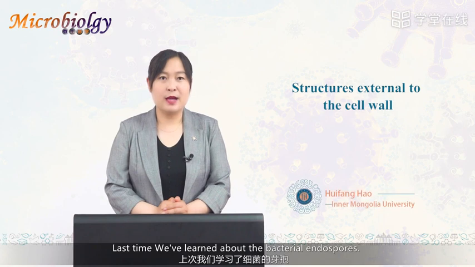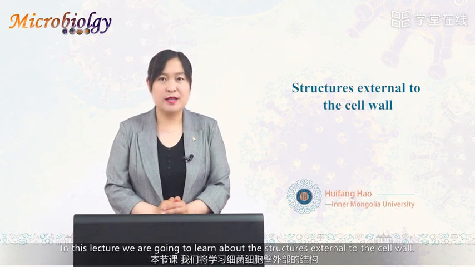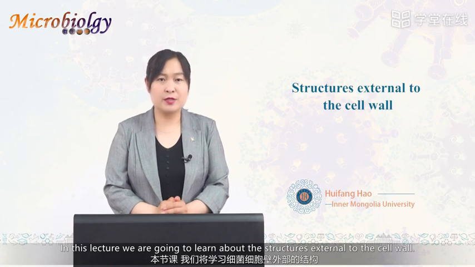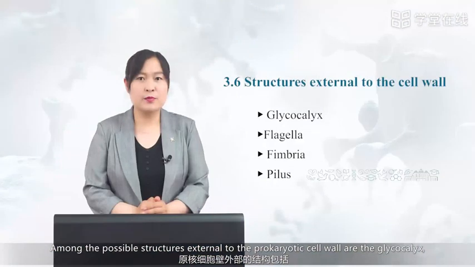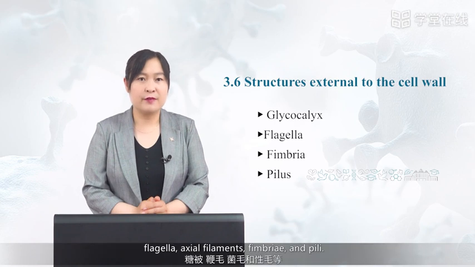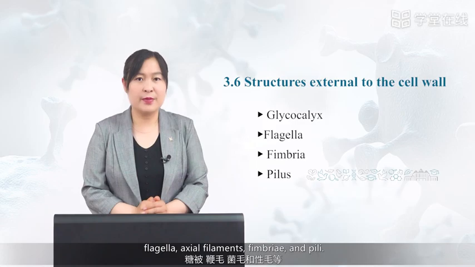Class, last time we learned about bacterial endospores. In this lecture, we are going to learn about the structures external to the cell wall. Among the possible structures external to the prokaryotic cell wall are the glycocalyx, flagella, axial filaments, fimbriae, and pili.